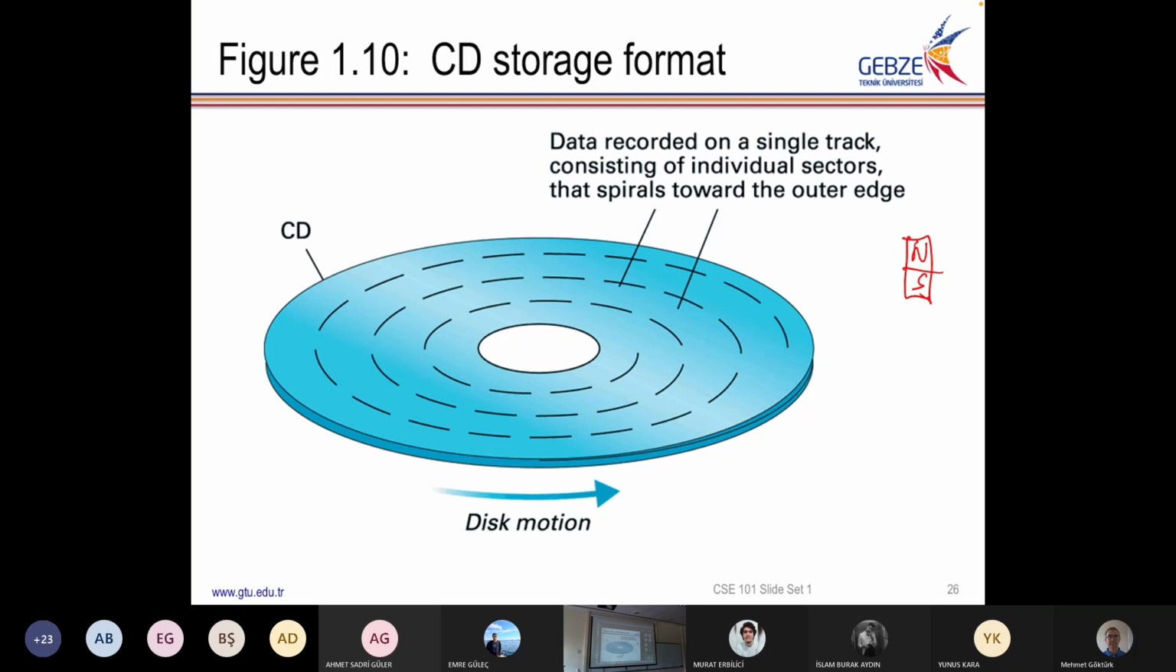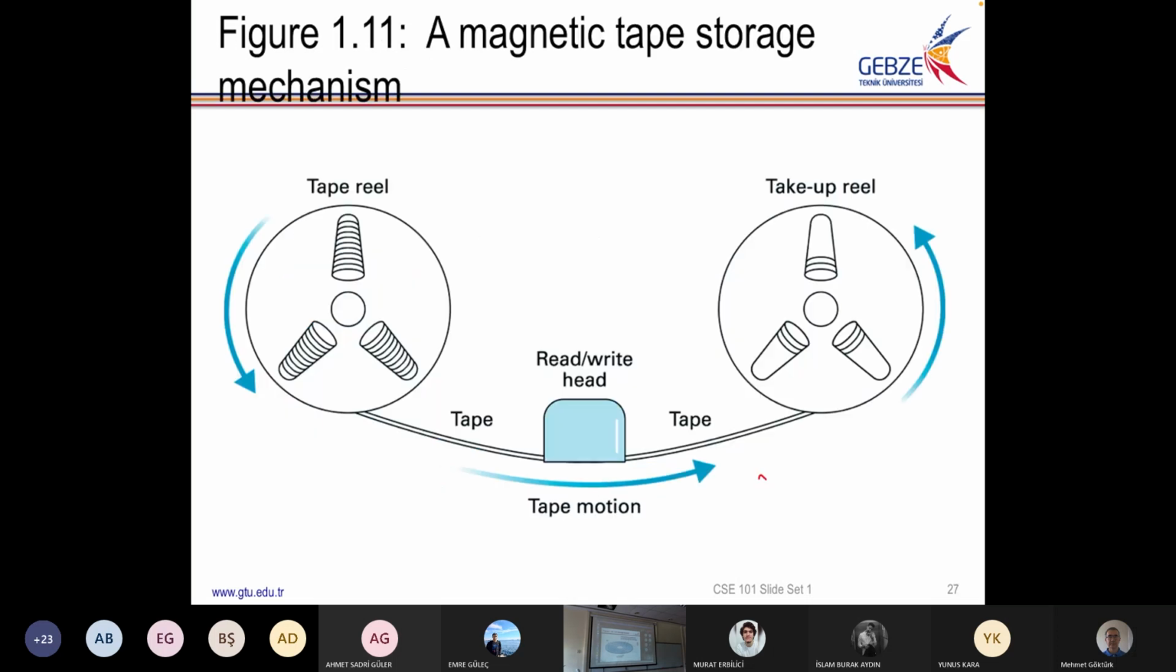These are the tapes that you see in old movies, in computer rooms. They were tapes. Reading and writing was done in the head part, just like a cassette player. So zeros and ones are recorded.